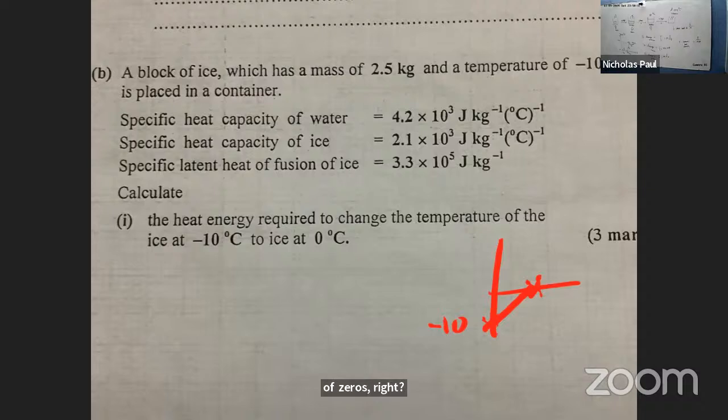Ice melts at 0. When the ice is melting, the temperature is changing, right?